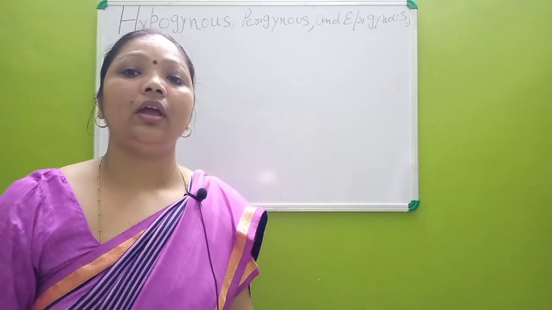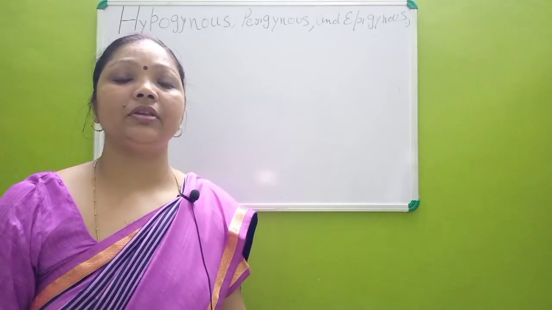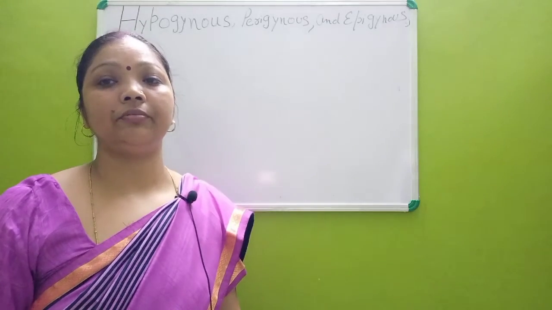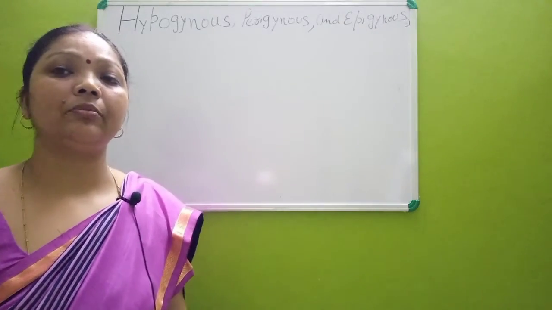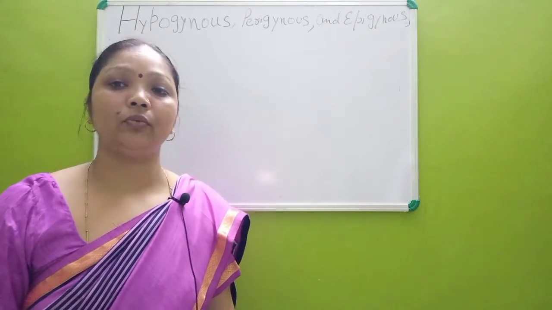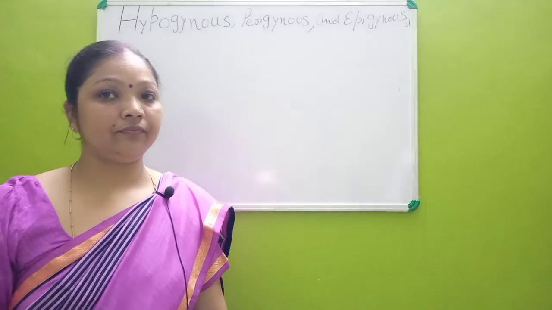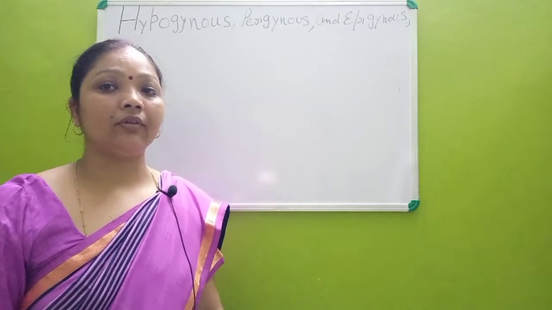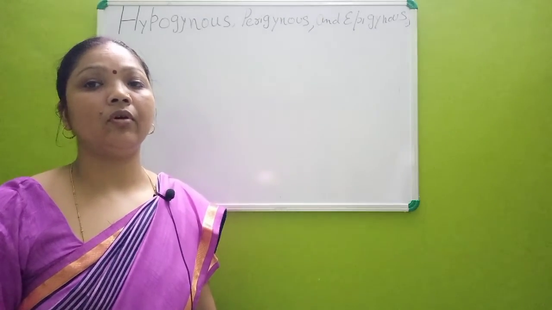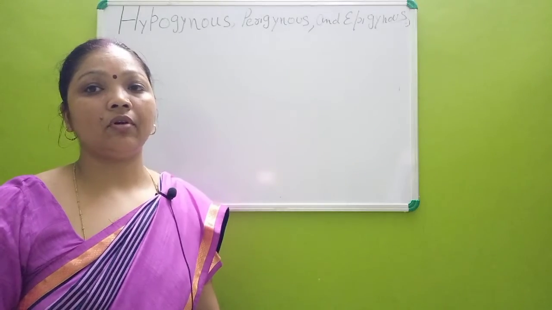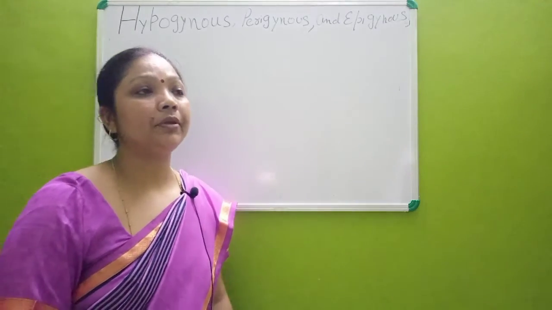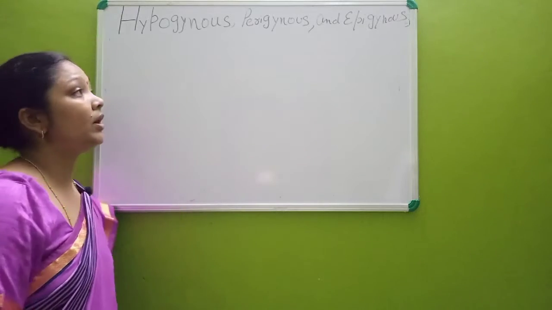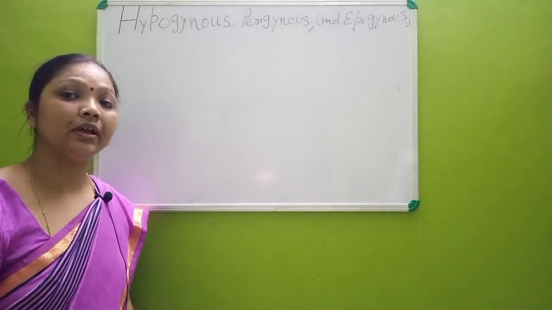Good morning, children. Now today's topic: yesterday we studied the different parts of the flower, that is, the different whorls present in a flower and some technical words that are used for it. Now today we have to go through the types of flower, or the whorls of the flower, one by one. The first topic today is hypogynous, perigynous and epigynous.